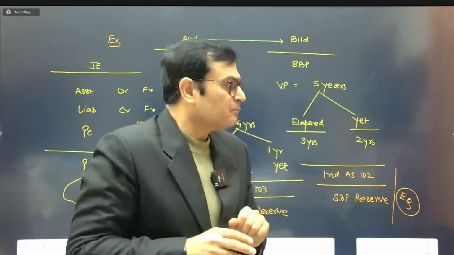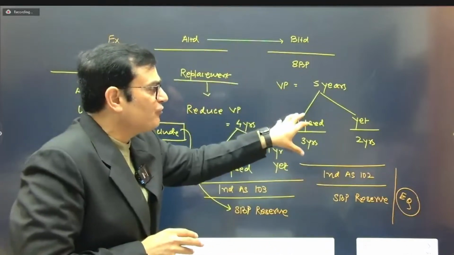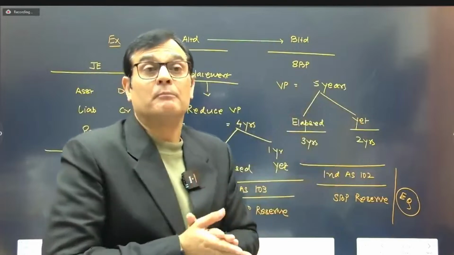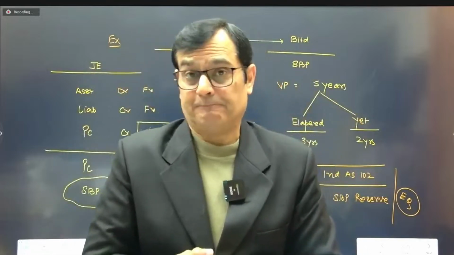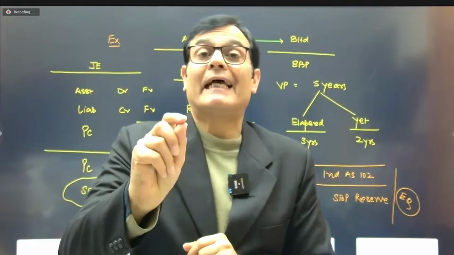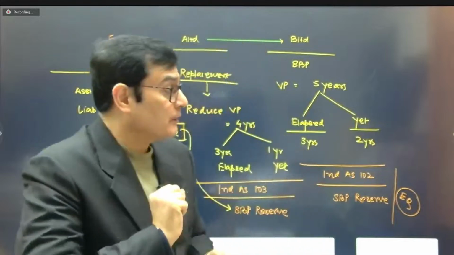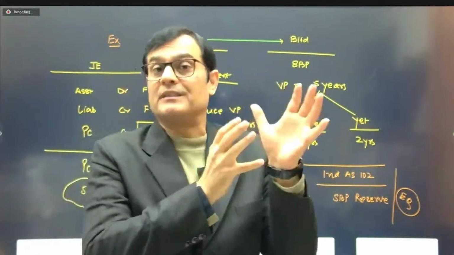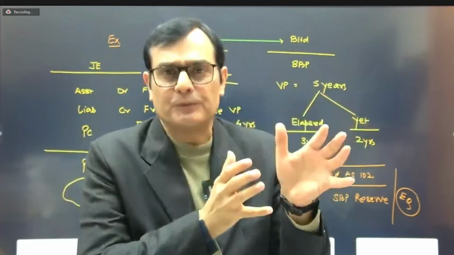So you can say almost 3/5 of the fair value would have been accumulated in the SBP reserve, but this is a part of the equity. The SBP reserve is not a liability and it would be appearing as a part of the equity in the financials of B. This is what he's done as per Ind AS 102.